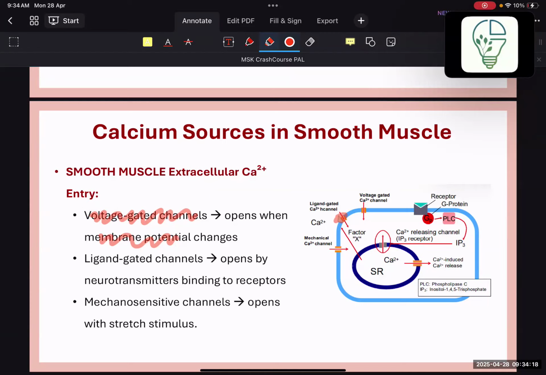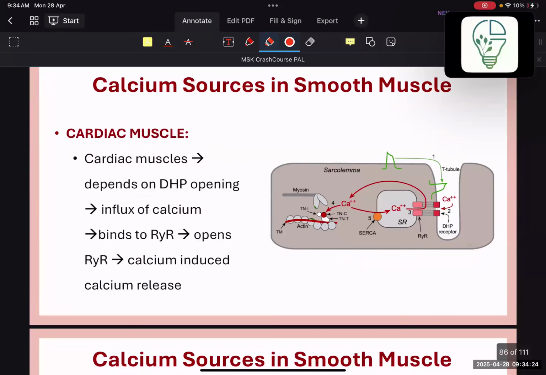And then you have your mechanosensitive channels, which open by stretch. Literally, the cell stretches and it opens. Now let's talk about your cardiac muscles. Cardiac muscles, we've already explained earlier. It depends on the DHP.